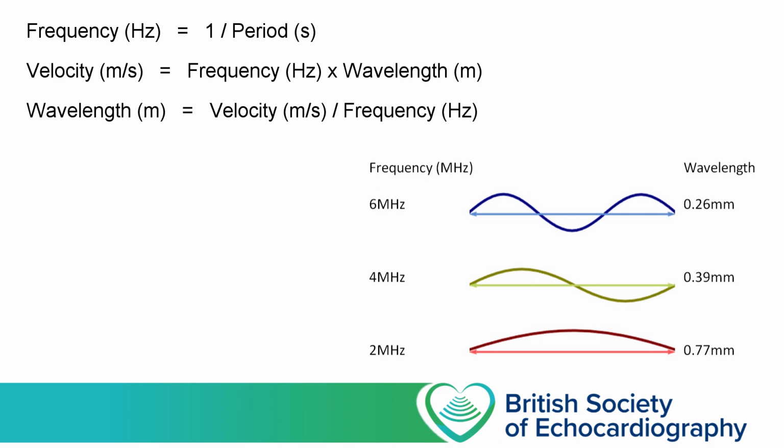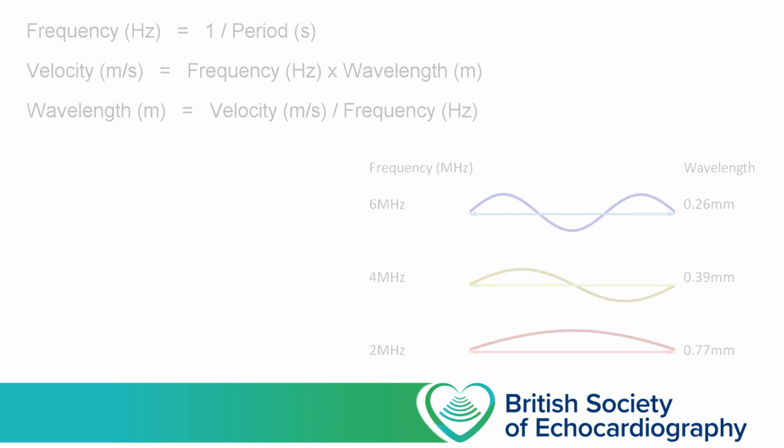This is important because wavelength is one of the key determinants of our axial resolution, our resolution from the near field to the far field. Our ability to discriminate between two reflective surfaces relies on the fact that the structure that's reflecting our wave is larger than our wavelength. Simply put, smaller wavelengths are able to see with greater resolution.